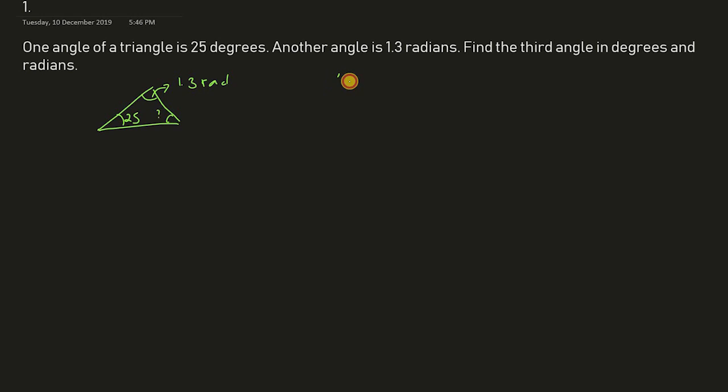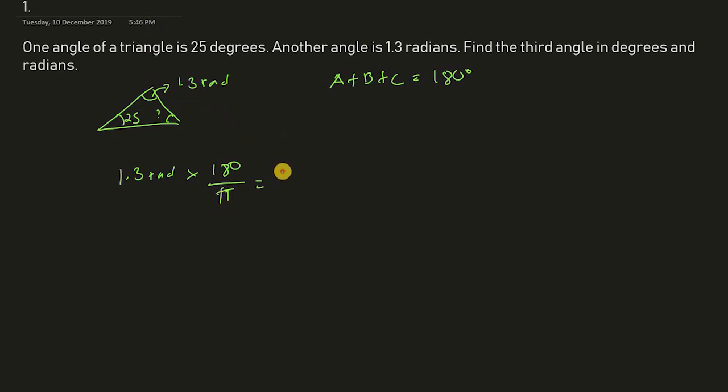Ano daw to? Kapag pin-add po natin yung 3 angles ng triangle, it would yield to 180 degrees. So basically guys, pag i-add natin to, it should add up to 180 degrees. Pero para mahanap natin tong angle C, dapat i-convert natin tong radians into degrees. So how do we convert radians into degrees? Basically, that's 1.3 radians times 180 over pi. Our answer is along 74 degrees.